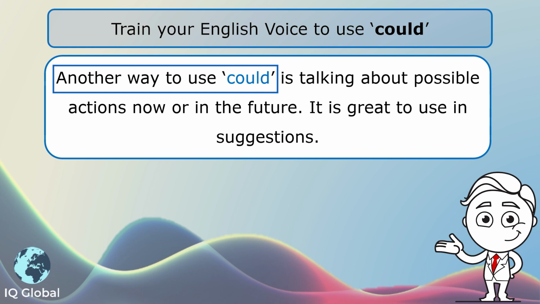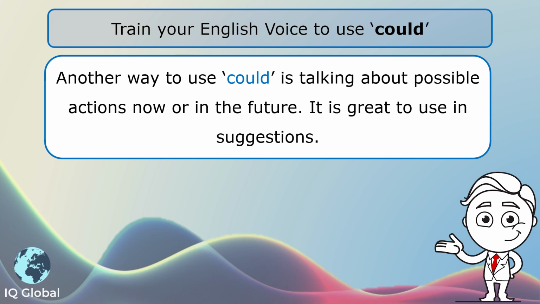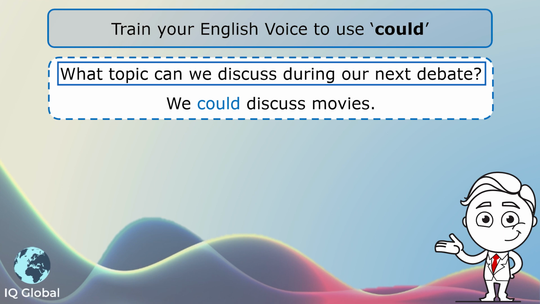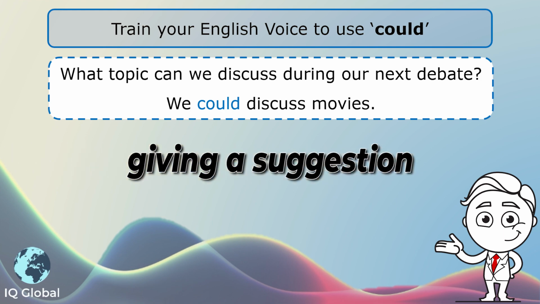Another way to use could is talking about possible actions now or in the future. It is great to use in suggestions. What topic can we discuss during our next debate? And the answer to that question is we could discuss movies. So that is giving a suggestion on what you could discuss. So we use the word could.